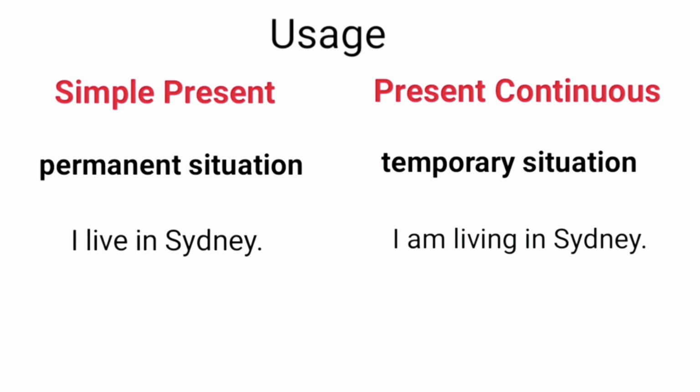For example, there is a difference between the two sentences "I live in Sydney" and "I am living in Sydney." "I live in Sydney" means Sydney is my permanent residence. "I am living in Sydney" means I live temporarily for a short time in Sydney.